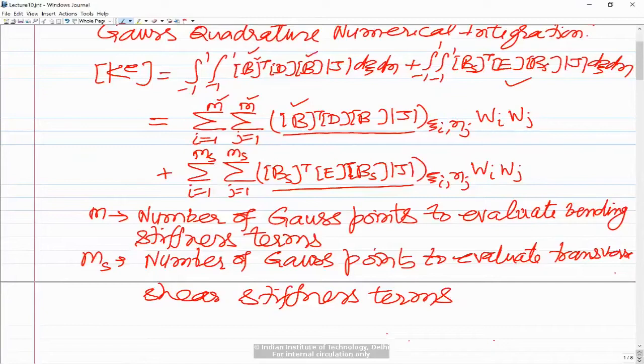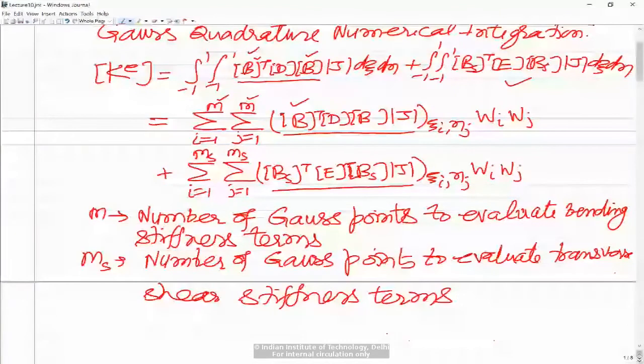So the highest power of xi and eta in this integrand would be xi square and eta square. For an element which is a rectangle in the physical coordinate space, J would be constant, it would be independent of xi and eta. So the highest power in the expressions in the integrand is going to be xi square and eta square.